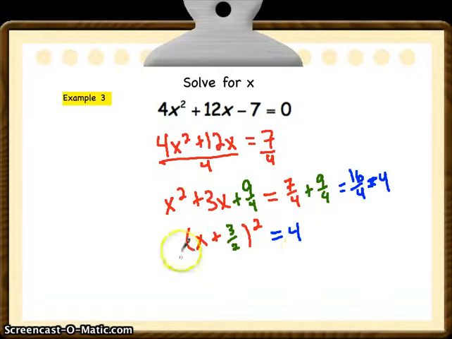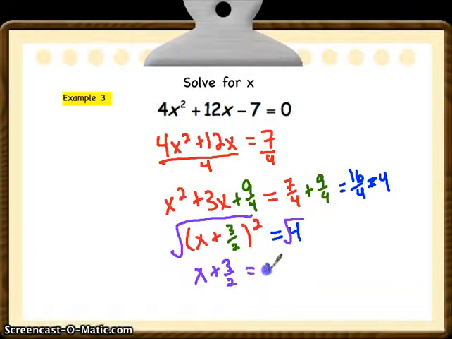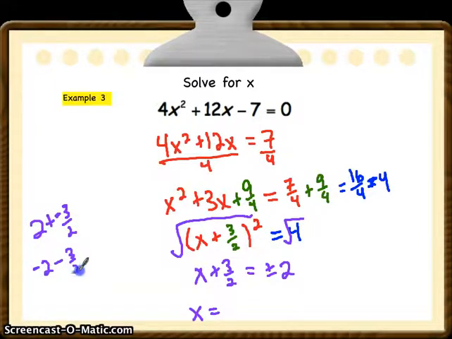Go ahead and take your square root on both sides. So we're going to square root. X plus 3/2 equals plus or minus 2, which means x equals positive 2 minus 3/2, and negative 2 minus 3/2. Well, 2, remember, is 4/2, negative 2 being negative 4 halves.